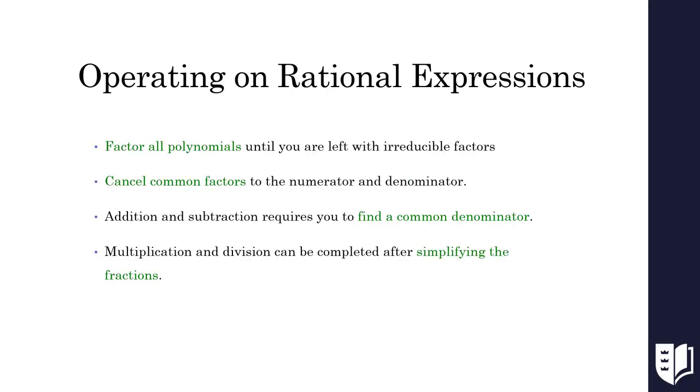Next, we need to memorize the beginning steps for operating on rational expressions. Regardless of what operation we want to use, always start by factoring anything that can be broken down. When factoring, we should be left with irreducible factors when we're done. These factors may be constants, monomials, or linear polynomials. Once we have factored everything as far as possible, cancel any factors common to the numerator and denominator of the same fraction. Now we're ready to operate on our expressions.